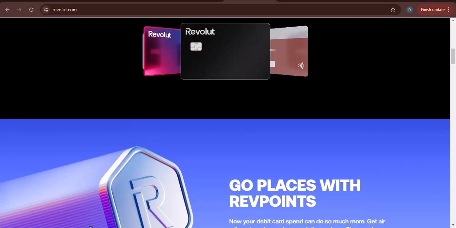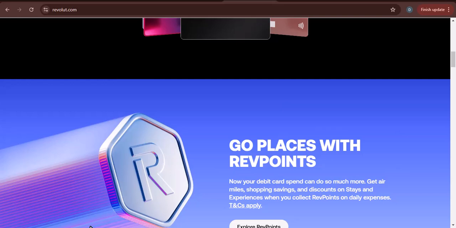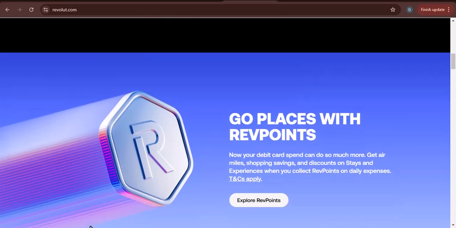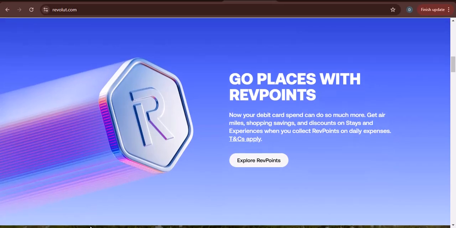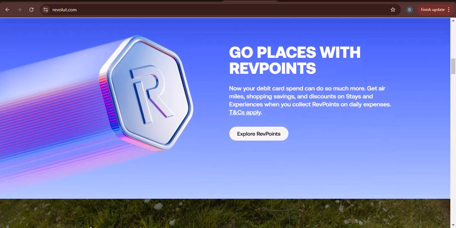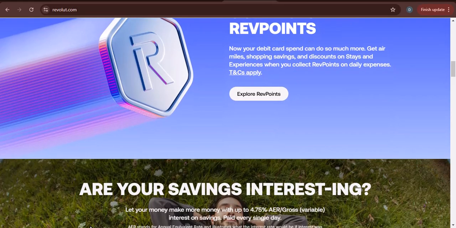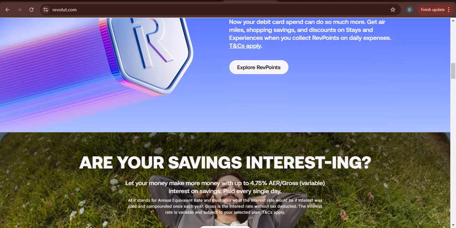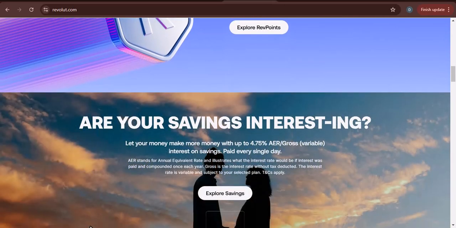So, can you receive USD in Revolut? The answer is yes. You can receive USD in Revolut in a few different ways. Bank transfer: you can transfer money from your bank account to your Revolut account in USD. SEPA transfer: if you live in the European Economic Area, EEA, you can use SEPA transfer to send money to your Revolut account in USD.